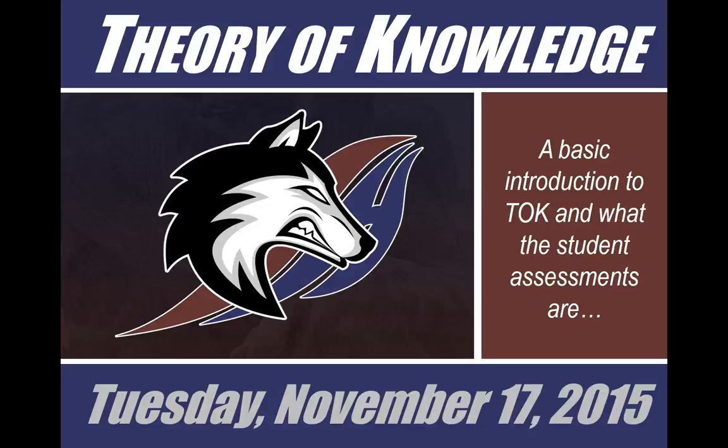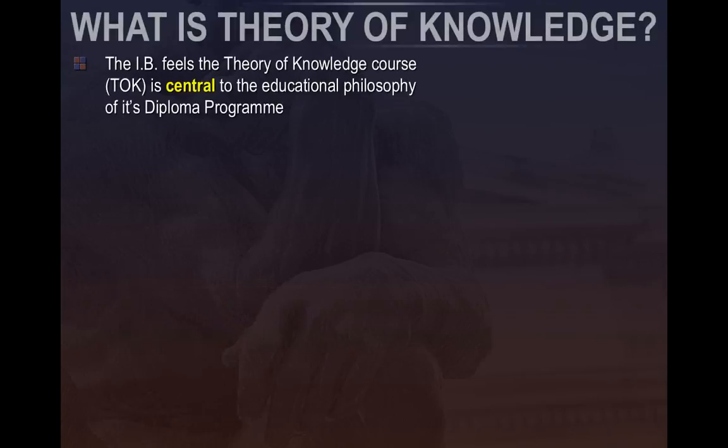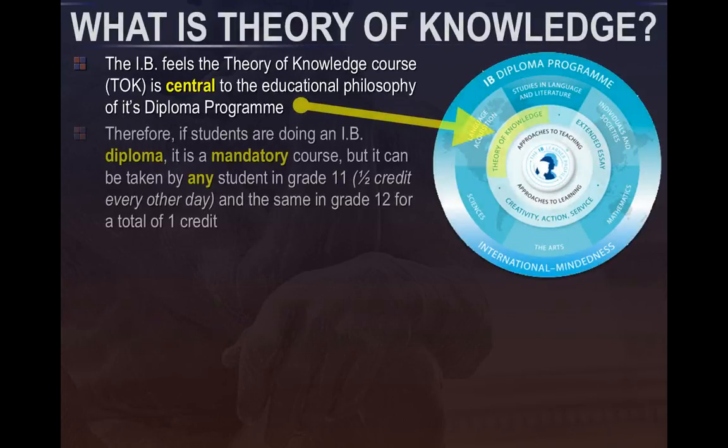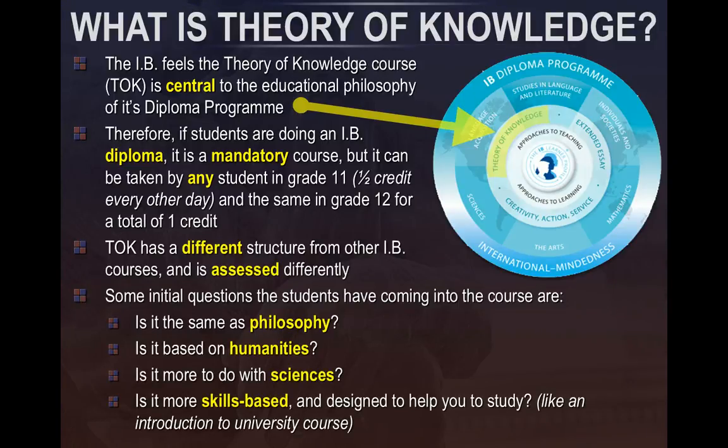Welcome to the basic introduction to theory of knowledge, and we'll take a look at what student assessments are in this program. So to answer the question, what is the theory of knowledge? Basically, the theory of knowledge is central or in the core of the IB program in terms of its diploma program. If you're doing an IB diploma, it's a mandatory course, but it can be taken by any student in grade 11 or any student in grade 12.